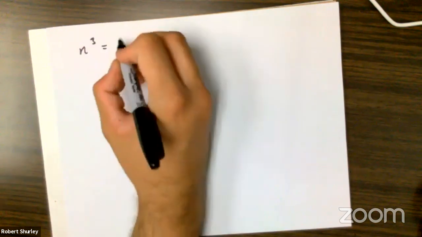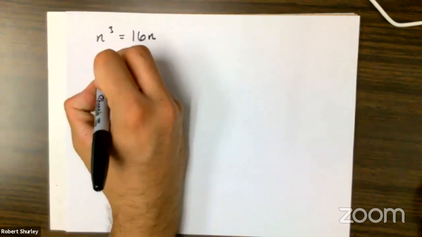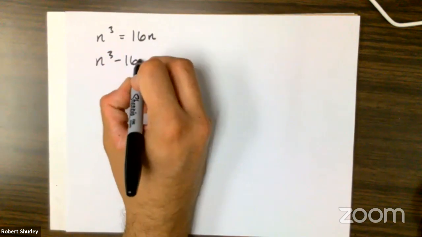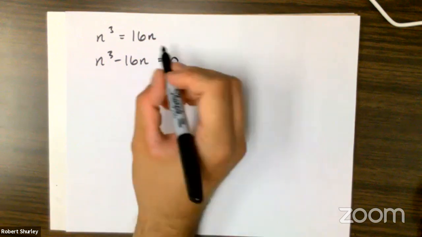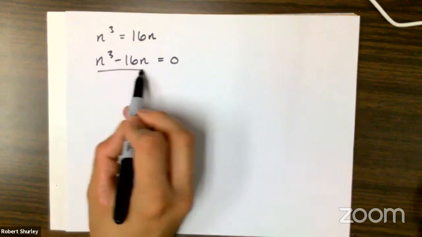This is number 24 in the homework on page 409. n cubed equals 16n. Well, the first thing I've got to do again is move the 16 over. So I get n cubed minus 16n equals 0 when I subtract it to the other side. And now I've got to factor this side completely.